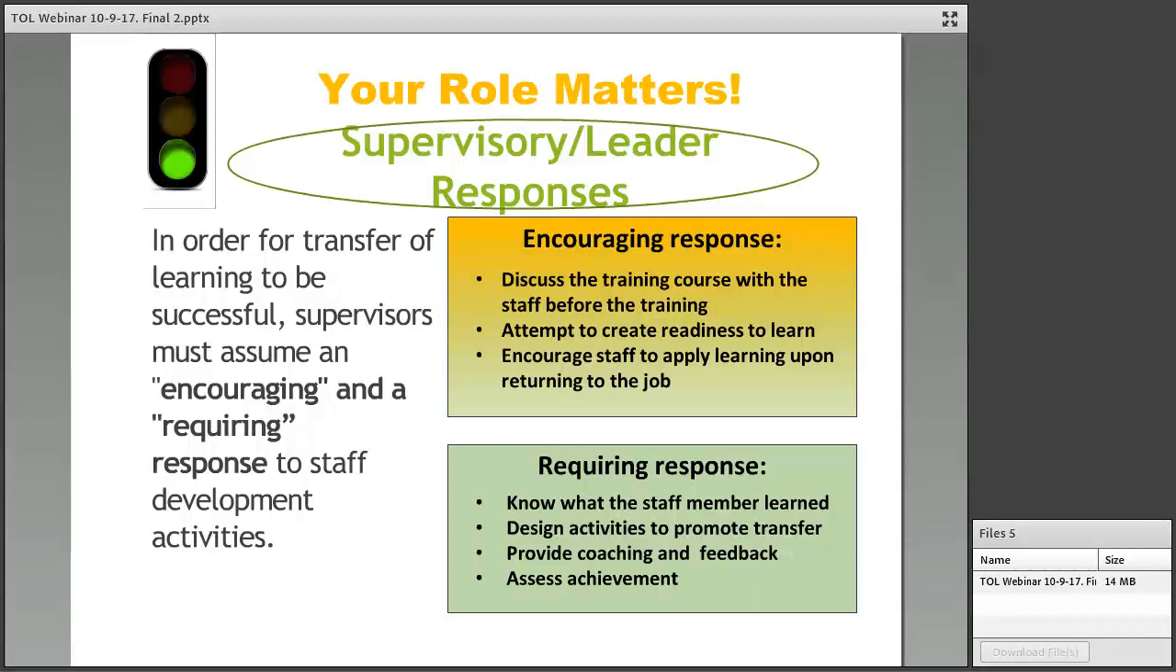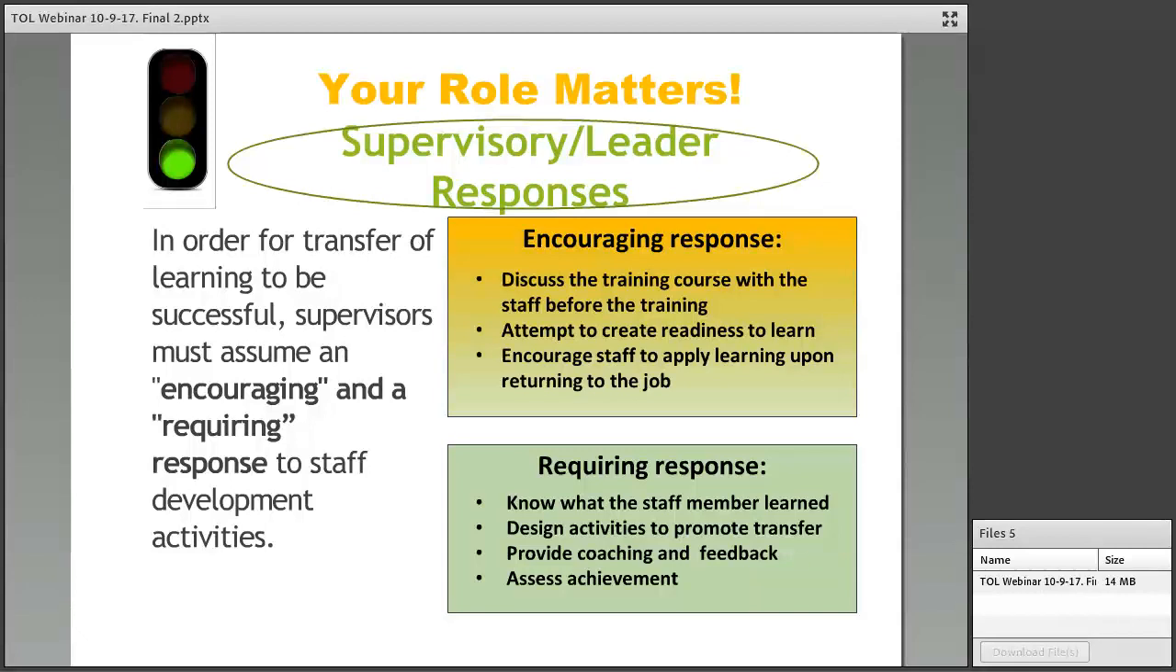But if we can set it up in such a way that can help the learners understand that this is going to be beneficial to their work, maybe even save time in the long run and help them to feel more successful, then the training might be more successful in the long run. The supervisor can attempt to create readiness to learn, going along those same lines. And then encouraging staff to apply the learning skills and knowledge after they've completed the training.